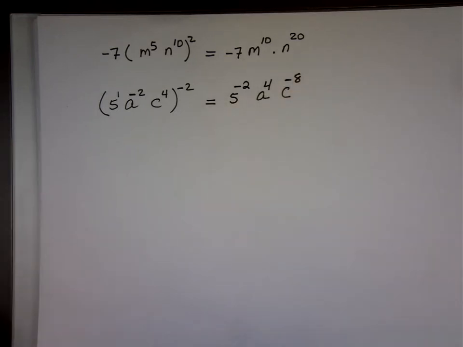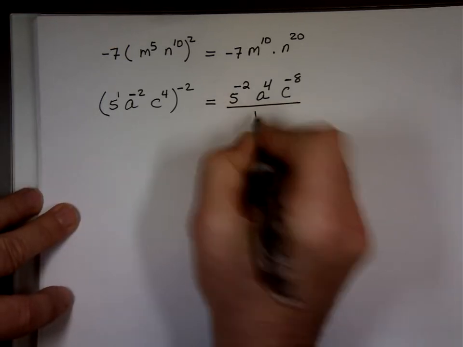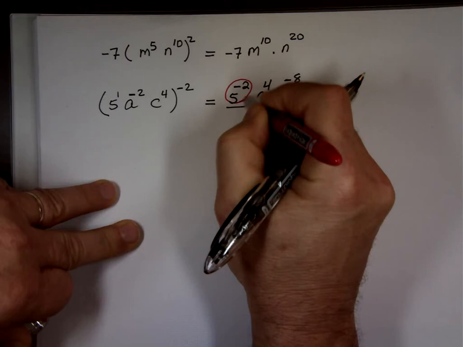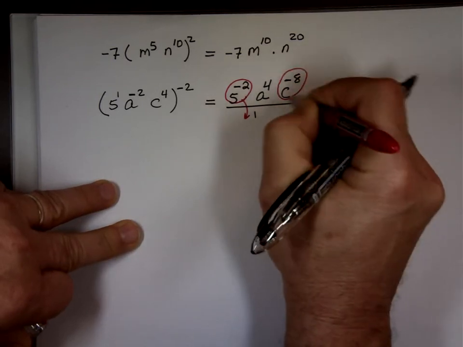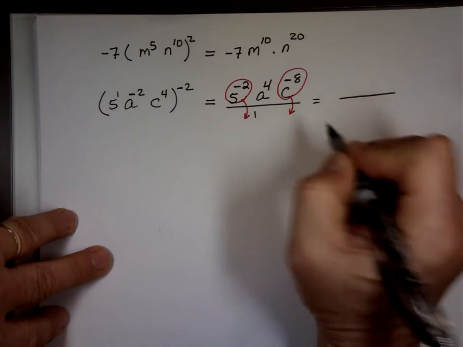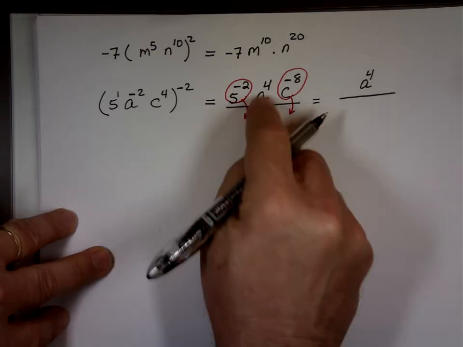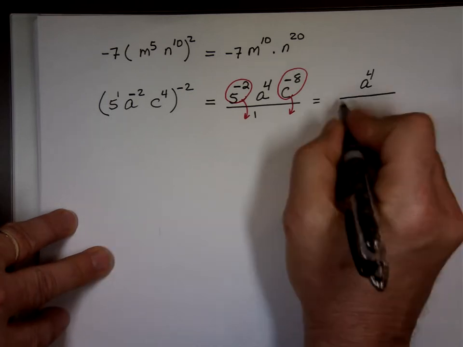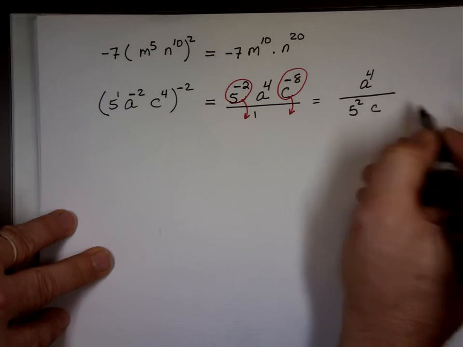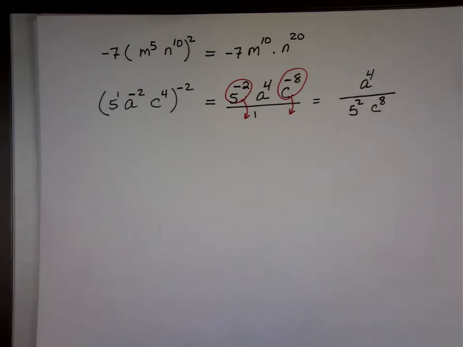Notice we have negative exponents. This is all over 1. Anything with a negative exponent, if it's on the top, I'm going to take it to the bottom and change the exponent to positive. These two are going to move down. So what's left on the top? A to the 4th. That's this one. What is in the bottom now? 5 to the 2nd. I don't need the 1 anymore. C to what power? 8. 5 to the 2nd, C to the 8th.